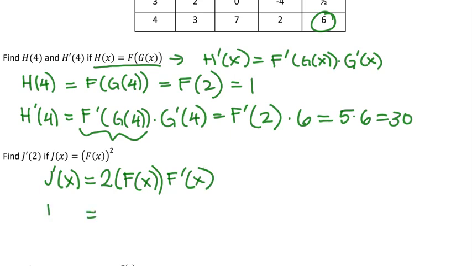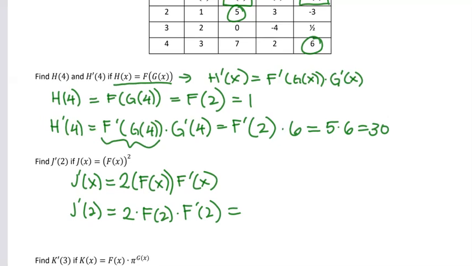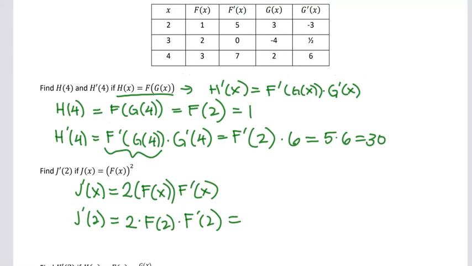So if we want j prime of 2, we're going to get 2 times f of 2 times f prime of 2. Looking back at our table, f of 2, so here's f, and we're looking in that top row. So we have 2 times 1. f prime of 2 is 5, so times 5, so this is 10.